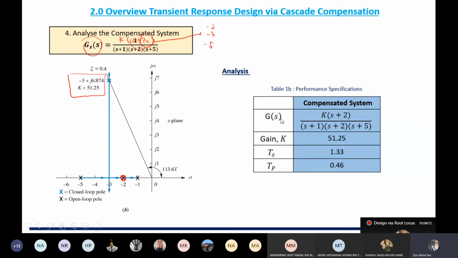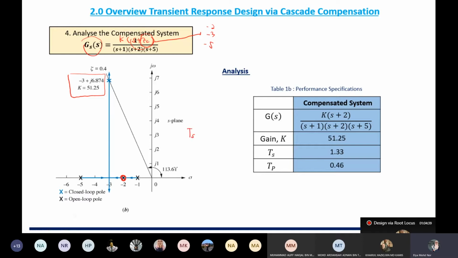So now the G(s) is a compensated system: K(s+2), which is the cascade compensation here, over (s+1)(s+2)(s+5). And from here you get the gain K at 51.25. Okay, and the settling time is 1.33. Because of these zeros, you get the settling time at 1.33.